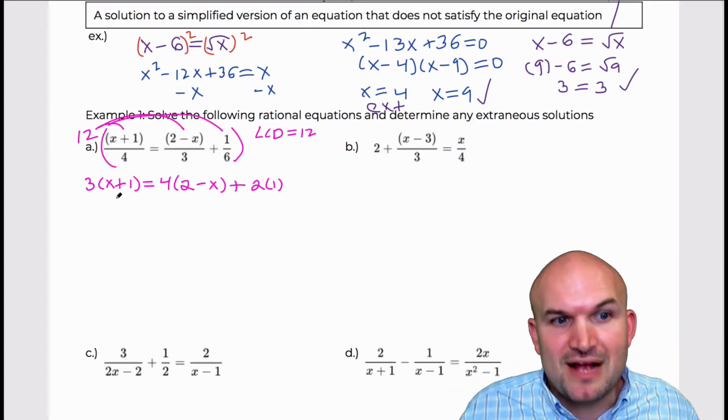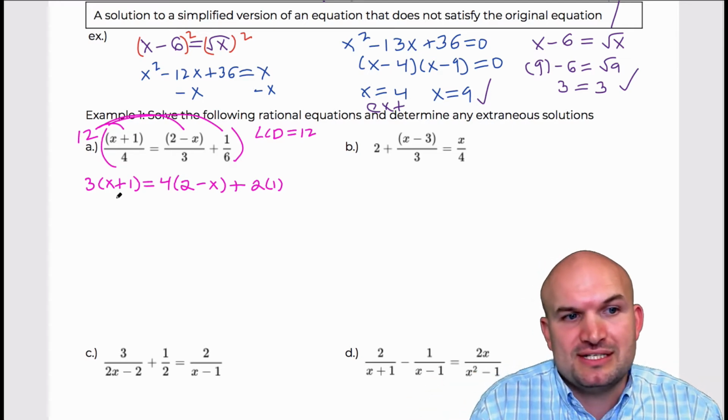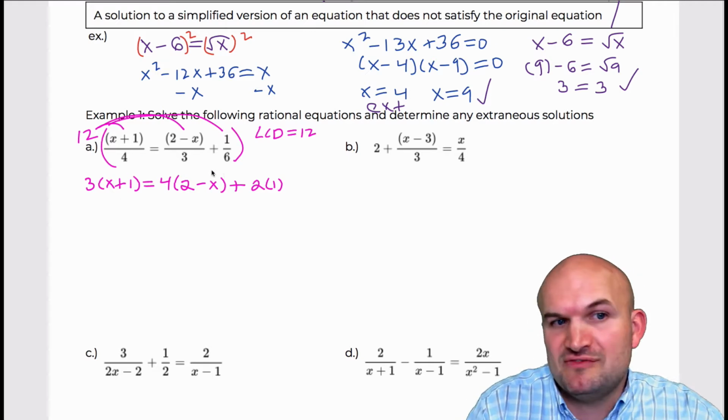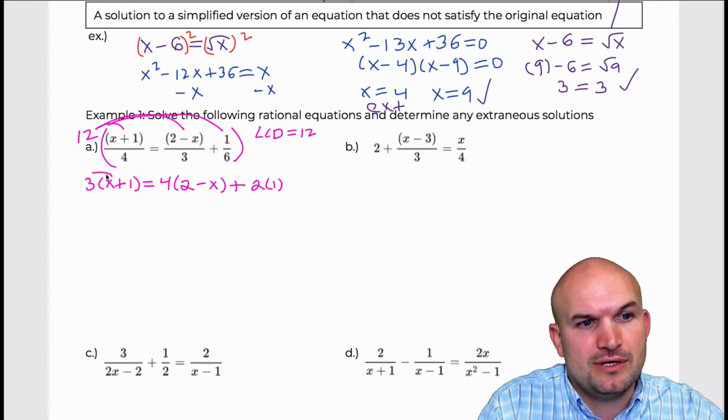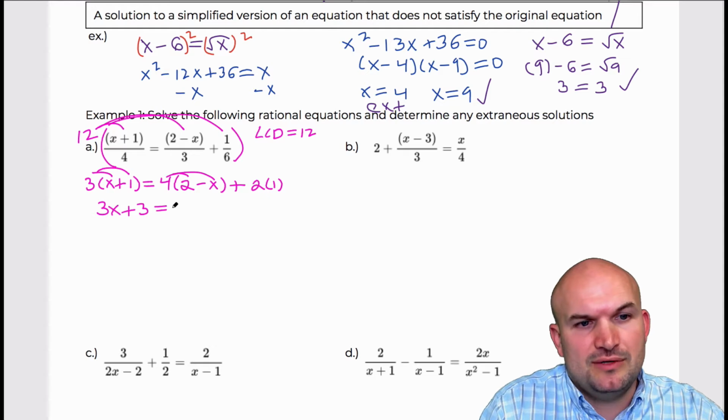All right, so now what we've done, just by multiplying everything by the common denominator, is eliminate my fractions. So now I just have a multi-step equation, which is like Algebra 1 stuff. So hopefully I can feel a little bit more confident. I just need to apply the distributive property and then get the variables to the same side. So I'm going to apply the distributive property. Therefore I get 3x plus 3 equals 8 minus 4x, and then plus 2.